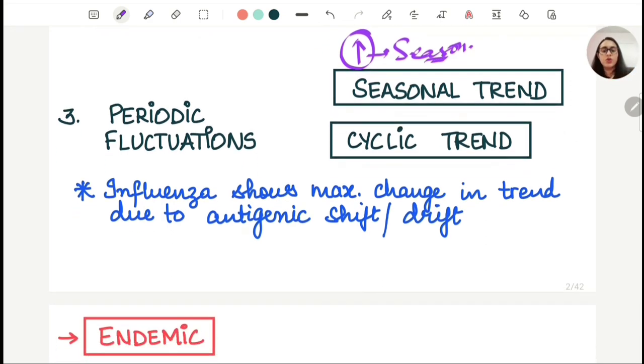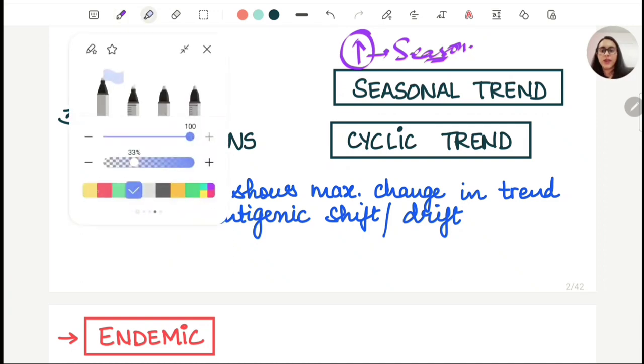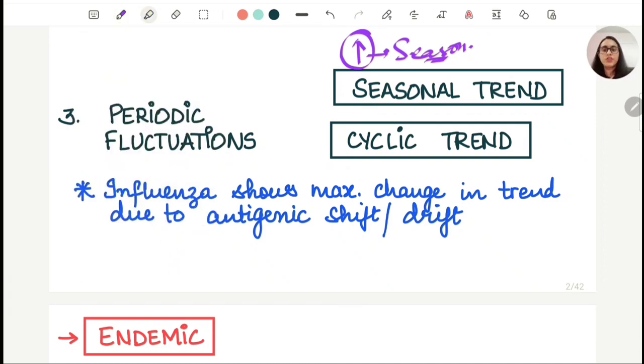Now, influenza shows the maximum change in trend, that is due to antigenic shift or antigenic drift. Antigenic shift is due to genetic reassortment or genetic rearrangement, and antigenic drift is due to point source mutation.